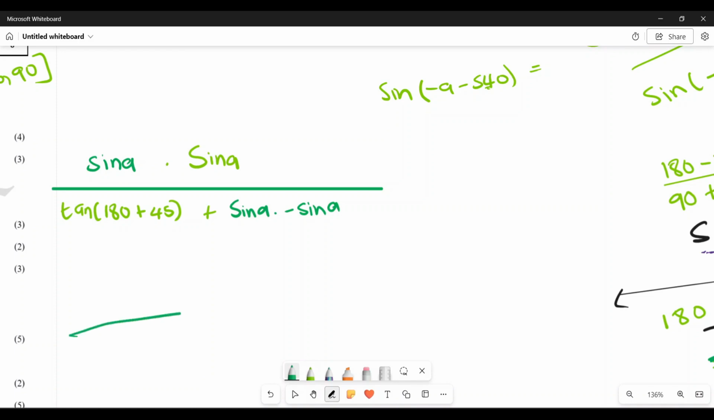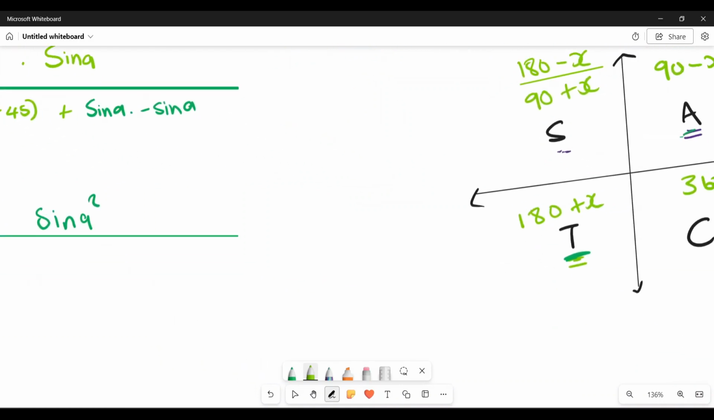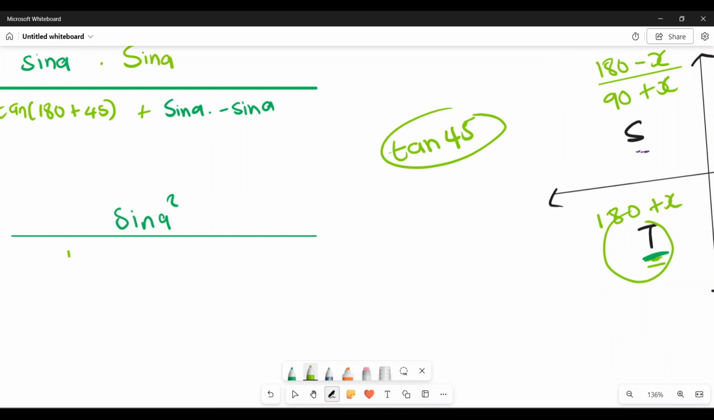All right, so I'm going to first draw my line here. At the top here, these sine A are going to multiply to sine A squared, or you can write sine squared A. Now, here I have 180 plus 45, right? So 180 plus is in the tan quadrant, which means that tan is going to be positive. So that's going to be the same as positive tan 45. And punching this into your calculator, your tan 45 should be equal to 1. All right, so this here is going to be 1.